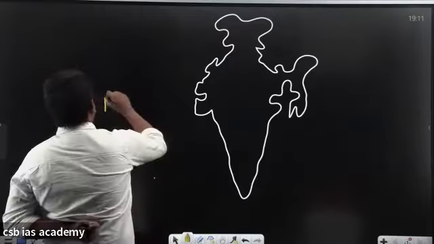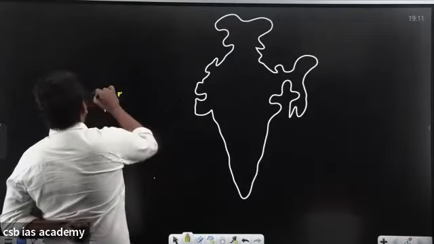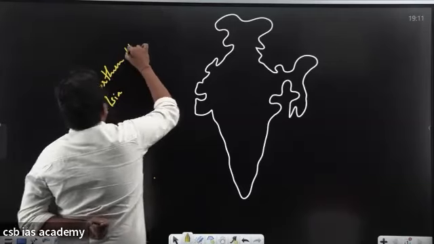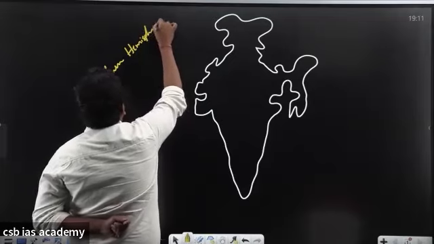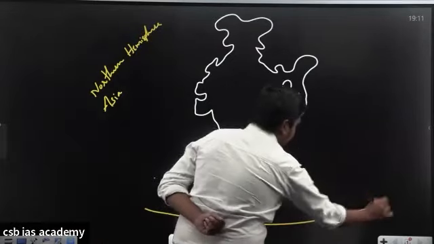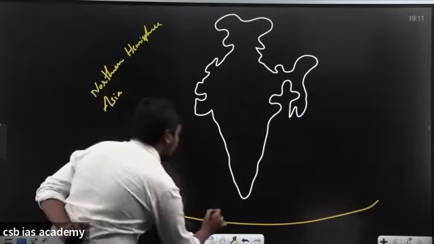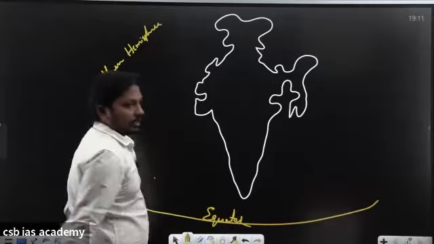In Asia. Or what do we say? Where India is located? It is located in the northern hemisphere. What is northern hemisphere? Because you see, there is a line which is located towards the south of India that is known as the equator. What is that, sir? Equator.